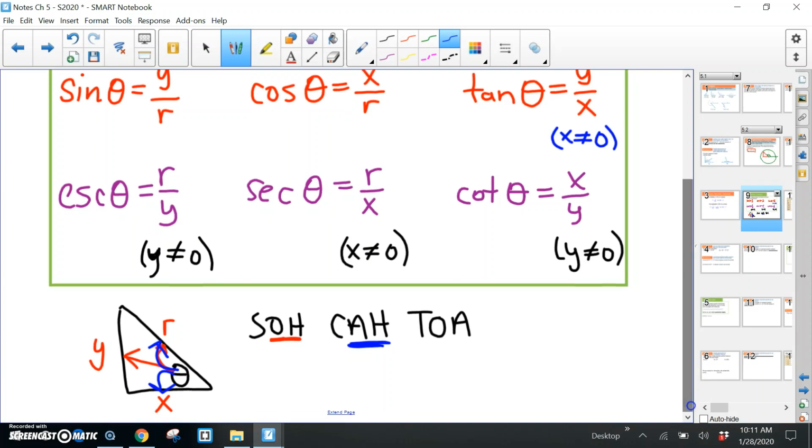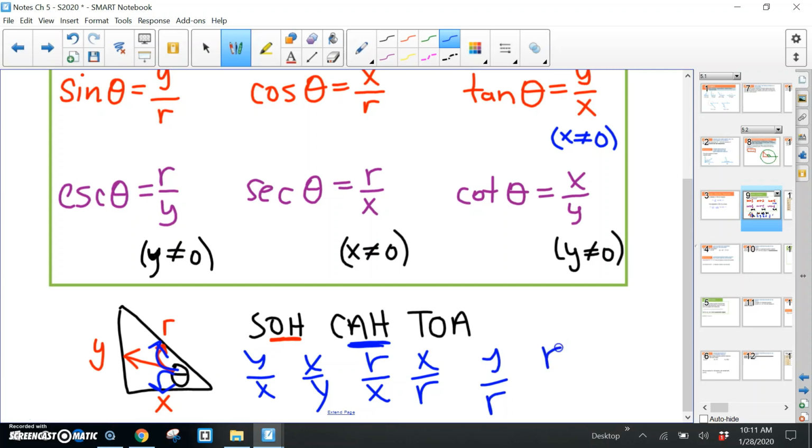If I said, okay, take this triangle and I want you to make as many different fractions as you can. You could say y over x or x over y, or r over x, or x over r. What else is there? Y over r or r over y. There's only 6 different ways that you can pick two. That's a combinations problem. But there's 6 different fractions, and that's why there's 6 different trig functions.